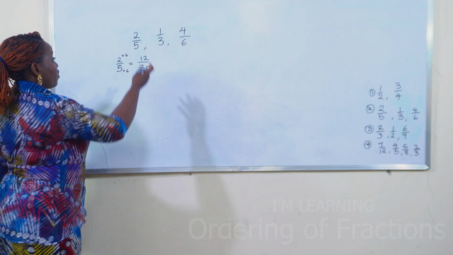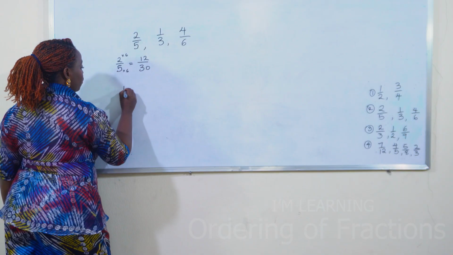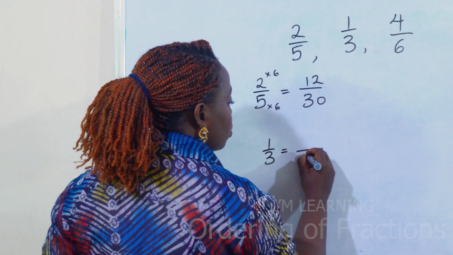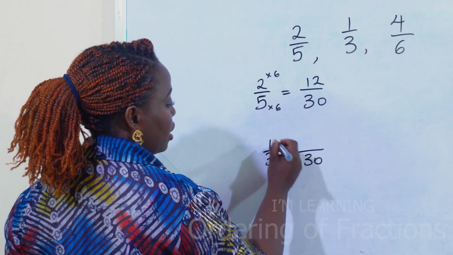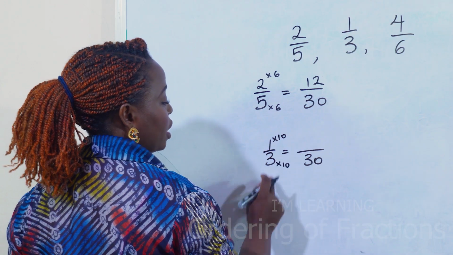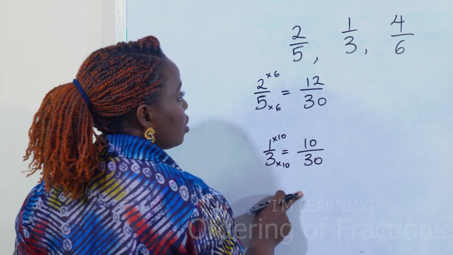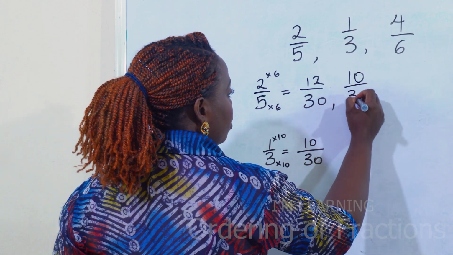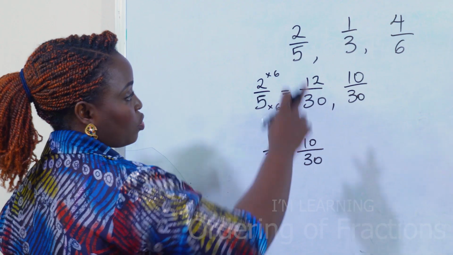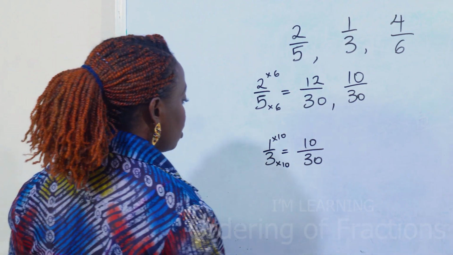Now let's find the equivalent fraction for 1/3. 1/3 is equal to what over 30? Now, what did I do to 3 to get 30? I multiplied it by 10. That means I must multiply my top by 10 as well. 1 times 10 is 10. So that means 1/3 is the same as 10/30. Now let's look at the next one, which is 4/6.